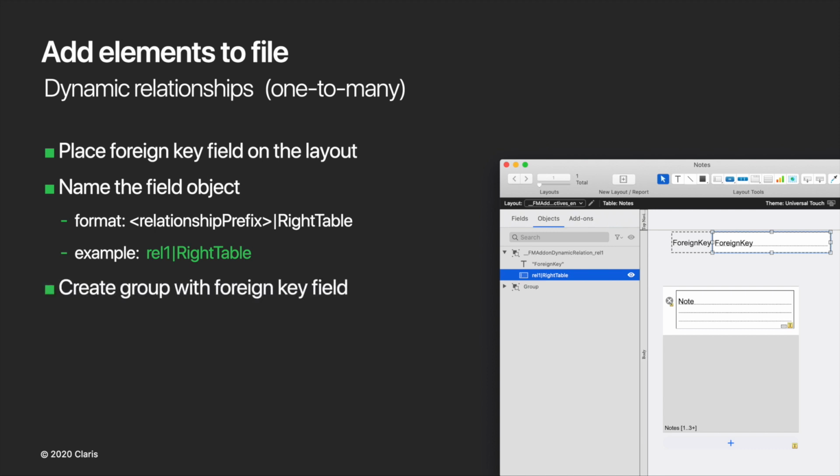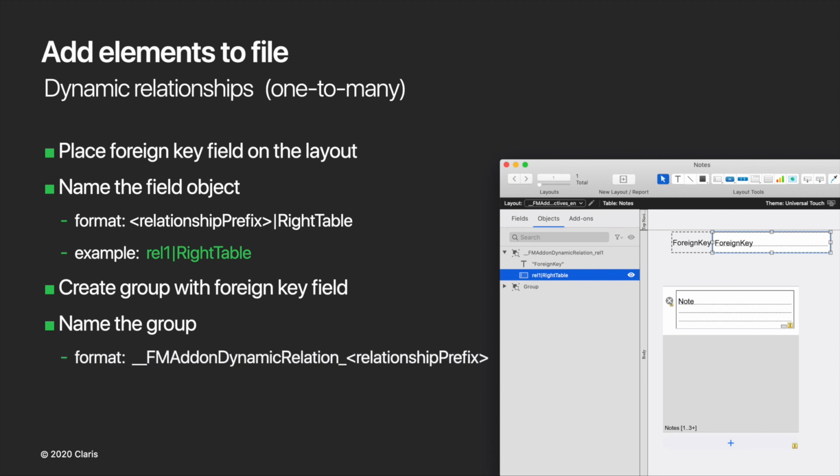Now, create an object group with the foreign key field and any other object except for the drag and drop group. A good practice is to use the field's text label as part of this group. Then give this new group a name with the following format, where relationship prefix matches the one used in the foreign key field's object name. Here's what that might look like.